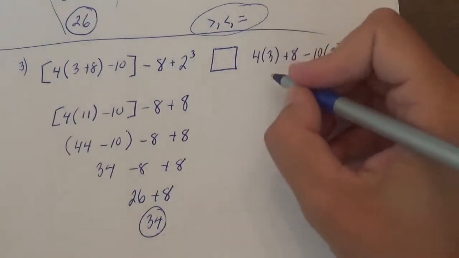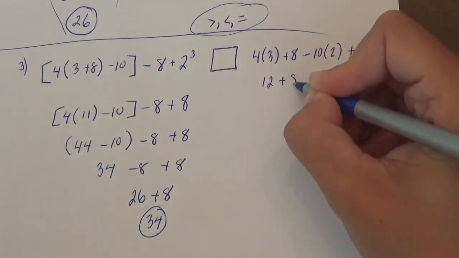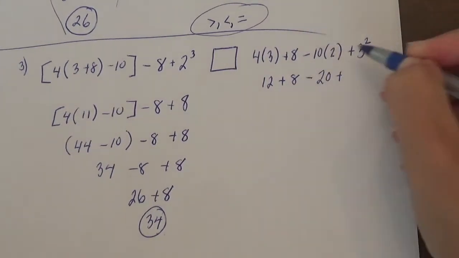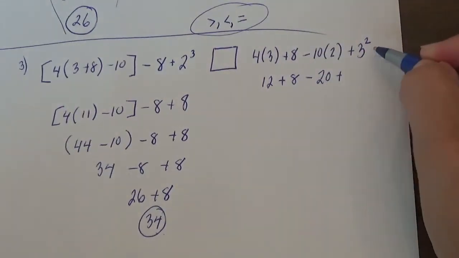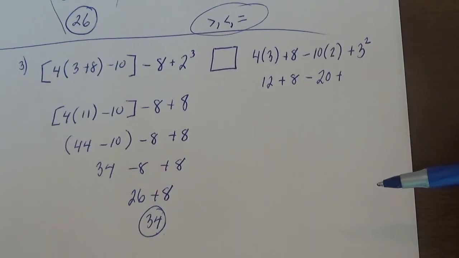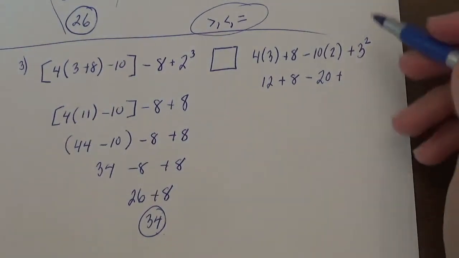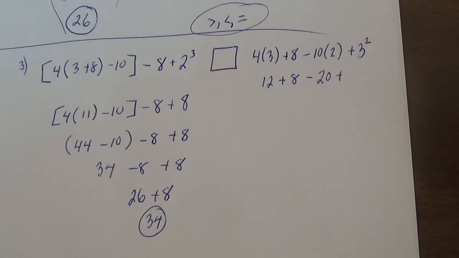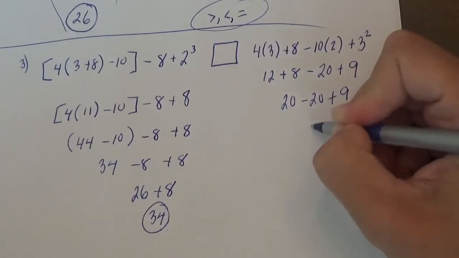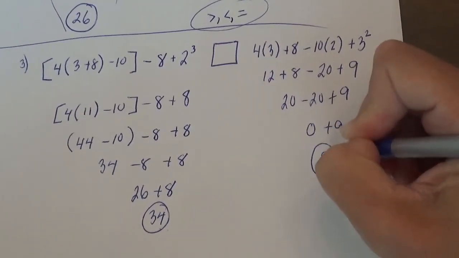All right, so 4 times 3 is 12. 10 times 2 is 20. Now, is it okay I did the multiplying before the exponent? Yes, in this case, because it was separated here. So sometimes you can do multiple things at once. 3 to the second, not 6. 3 to the second means 3 times 3. That's 9. All right, so 20 minus 20 plus 9. That's 0 plus 9. This side's 9.